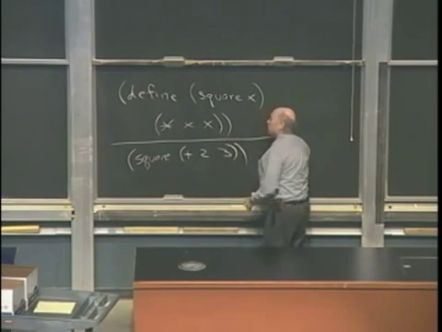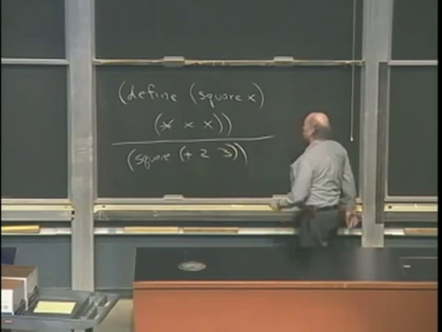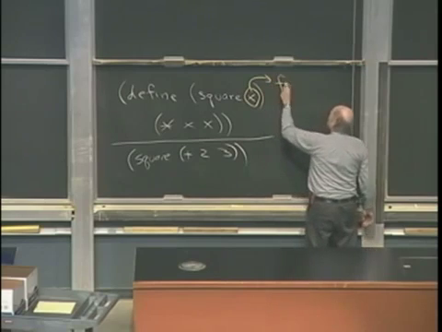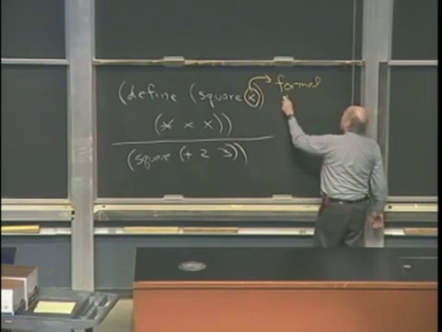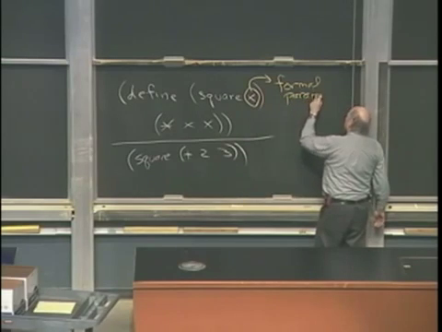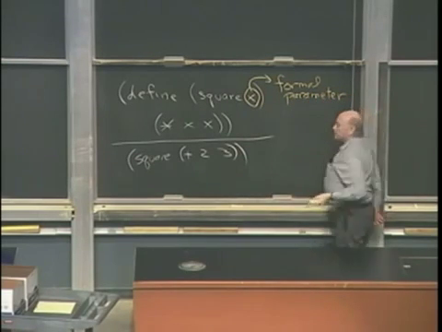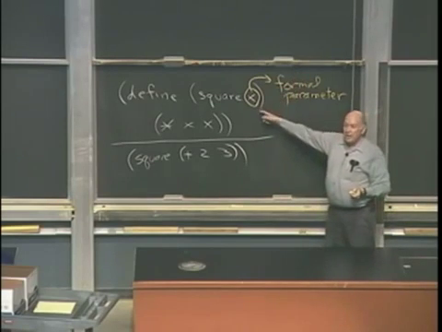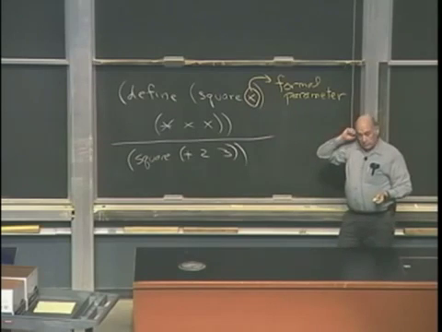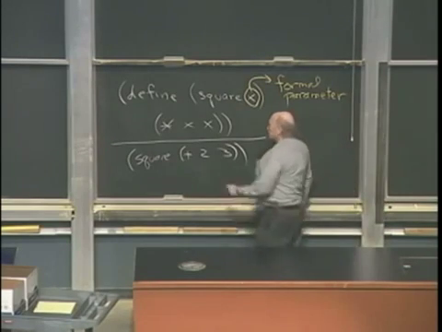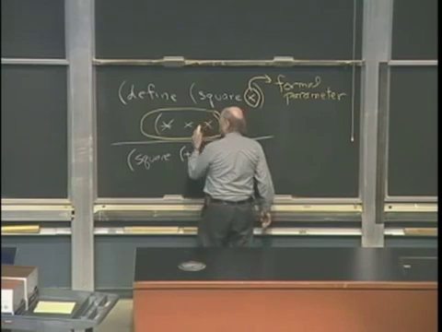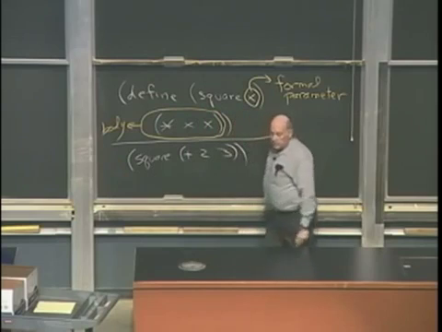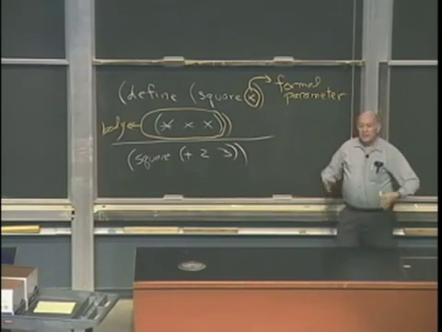Okay, here's your vocabulary lesson for today. This thing is called a formal parameter. You don't have to write it down, it's in my lecture notes. Just understand it. So the formal parameter is the name for an argument to a function. This thing here is the body. Those things are part of the definition of a function.